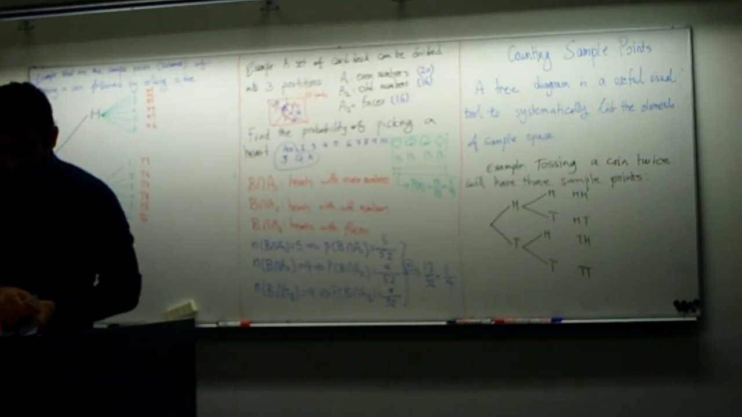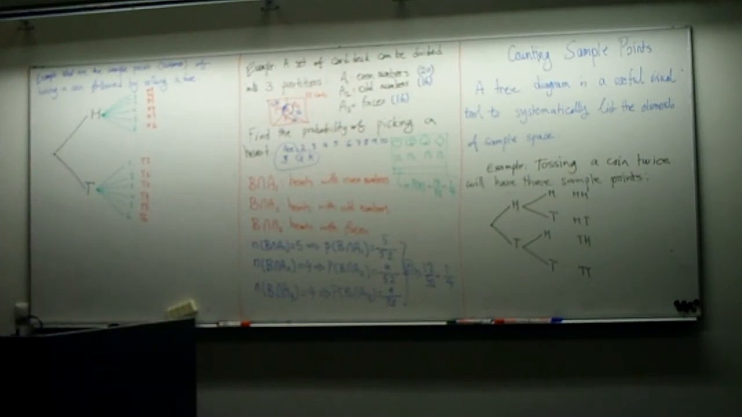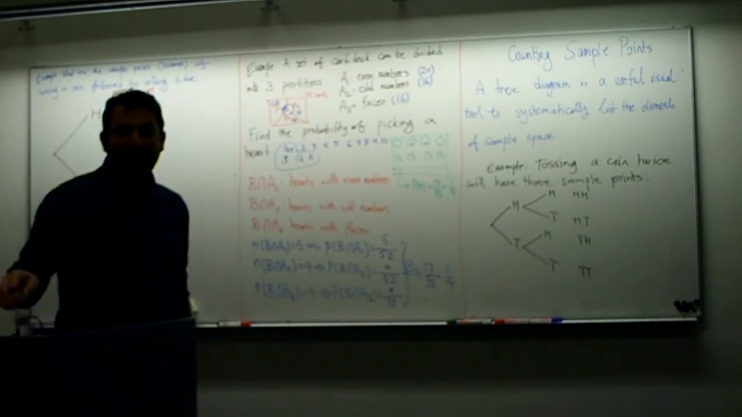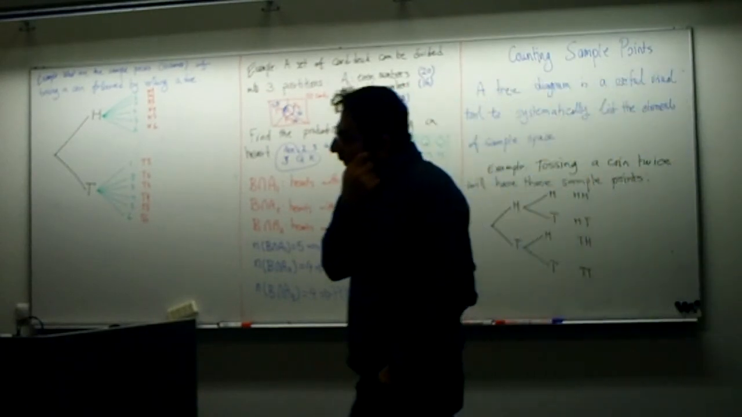Now, the tree actually helps us to develop a rule which is called a multiplication rule. And this multiplication rule is in this form.